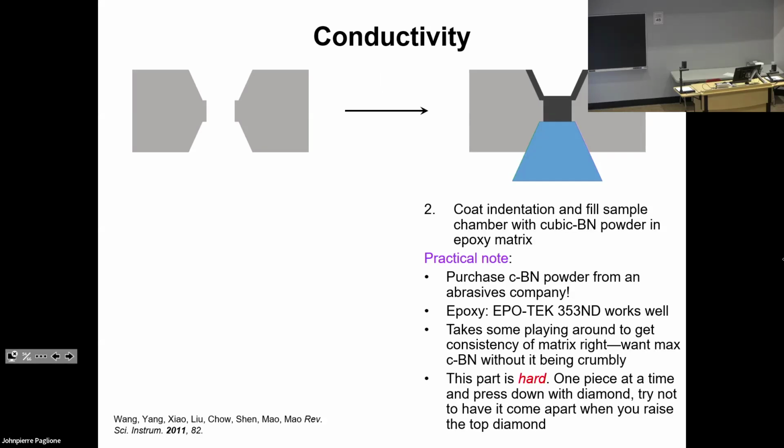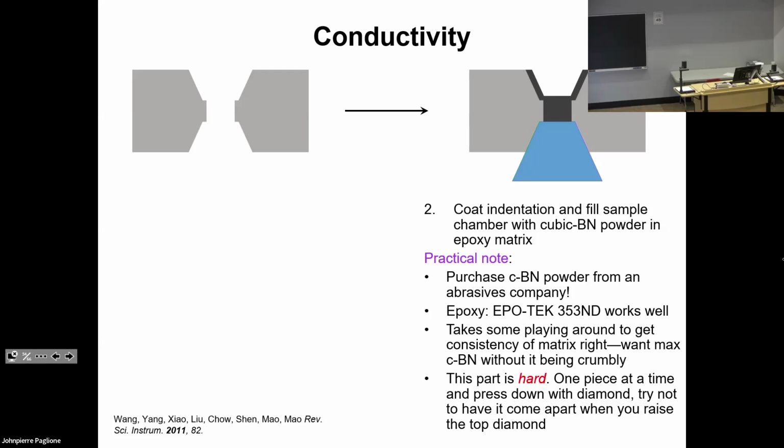Then this paper came out and gave a nice way to almost make an insulating gasket that's pretty versatile. It's not the most stable, but it works pretty well. So it's a mixture of cubic boron nitride powder and an epoxy matrix. You pre-make this mixture and then just chip off little chunks of it and slowly but surely put little bits into this area, press down the diamond, put more bits in, press down the diamond, keep going and going until it's filled that sample chamber area and all the way gone up the sides of your pre-indentation.